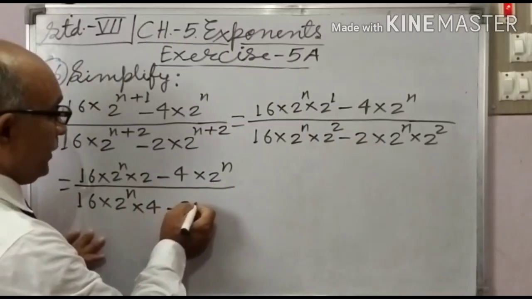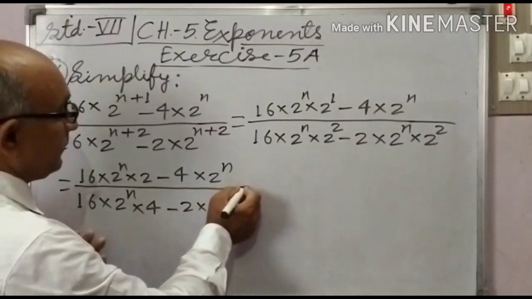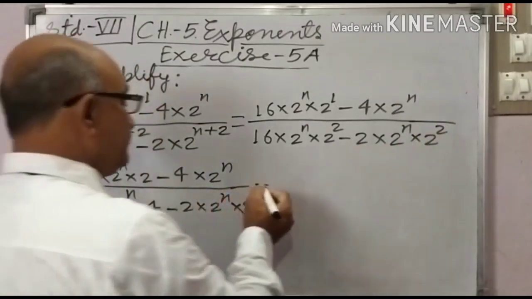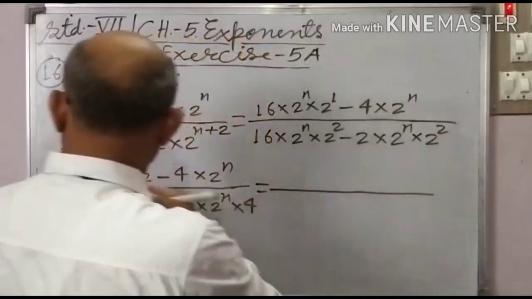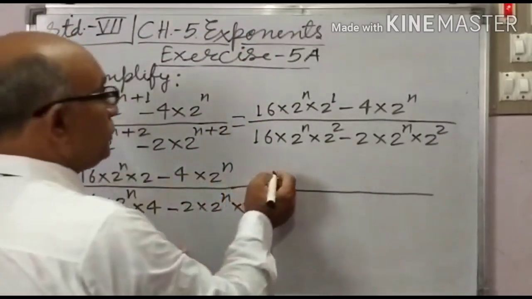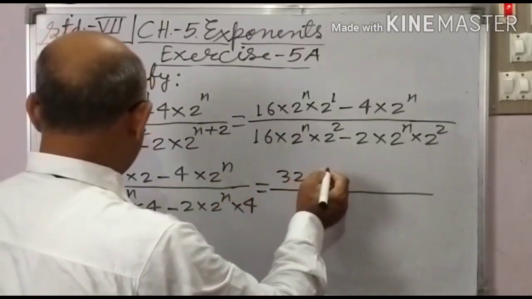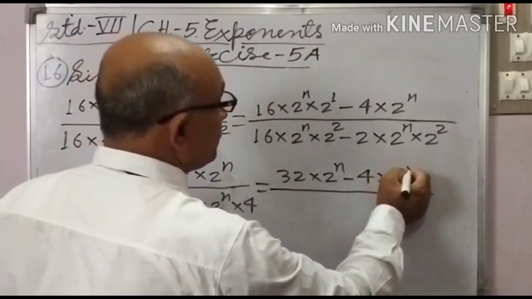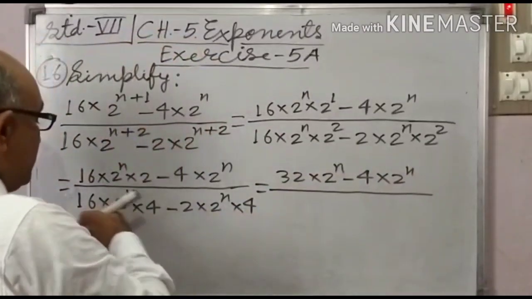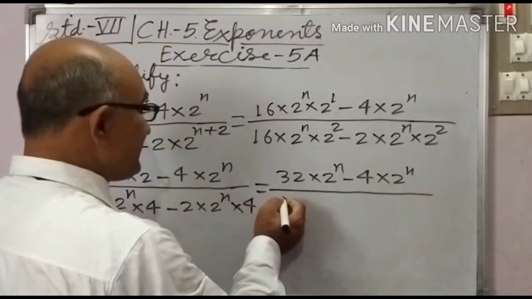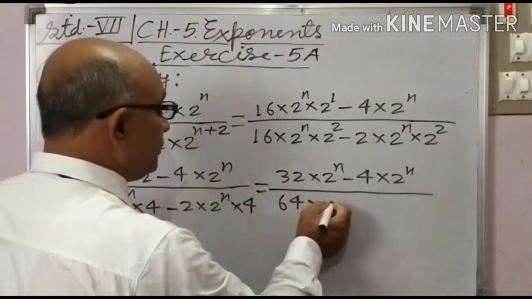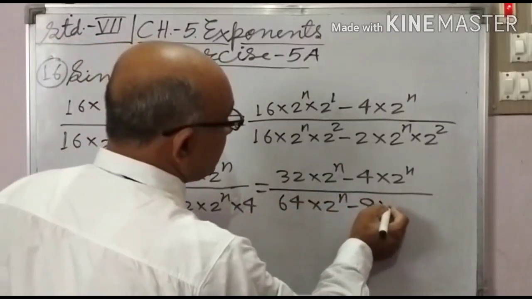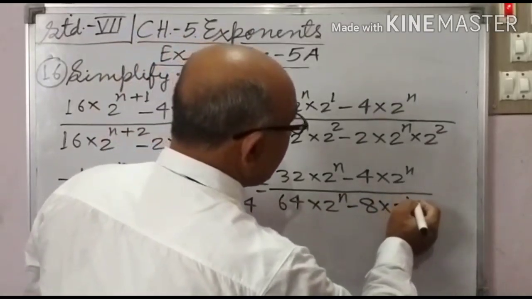Minus 2 into 2 to the power n into 2 to the power 2 means 4, equal to 16 into 2, 32 into 2 to the power n minus 4 into 2 to the power n. 16 into 4, 64 into 2 to the power n minus 2 into 4, 8, 8 into 2 to the power n.